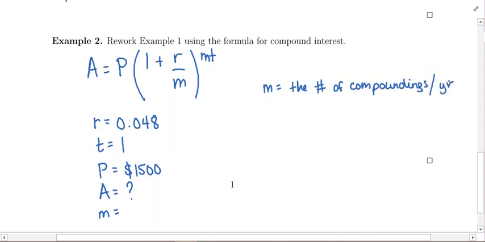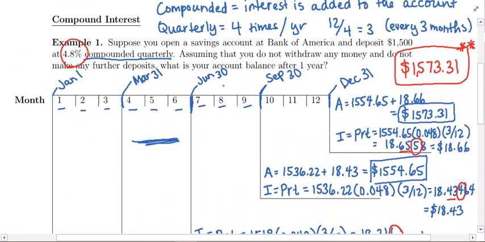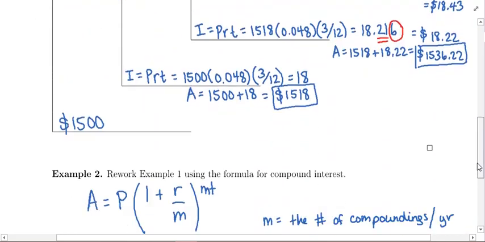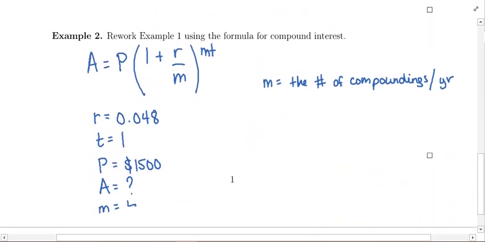M is the number of times that the interest is added to the account over a 1 year period. So it goes back to this phrase compounded quarterly. Since the interest is compounded quarterly, it's added to the account 4 times a year. So the M value here would be 4. That's what this M value you see means. If you had the phrase compounded monthly, M would have been 12 because there's 12 months in a year. Or if you had compounded weekly, it would have been 52 times a year.